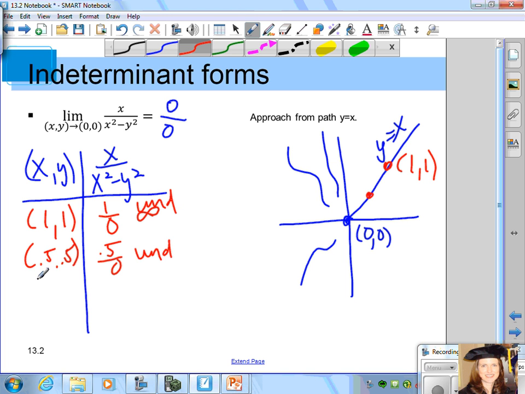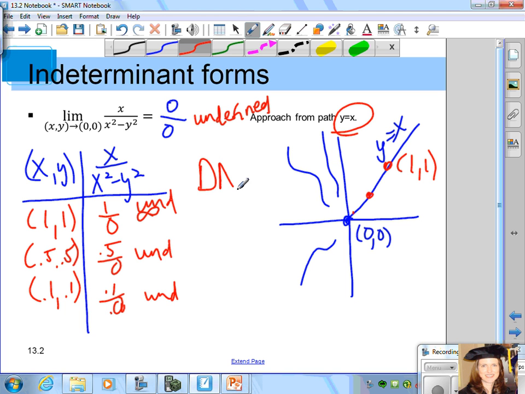And the closer and closer you get to (0, 0), you can see each of those values is going to be undefined. So we can say that in this case the limit is undefined because we're looking at this from the path y equals x. We could say that the limit does not exist, or DNE.